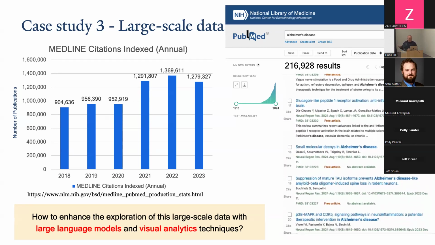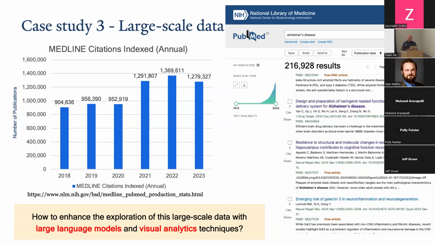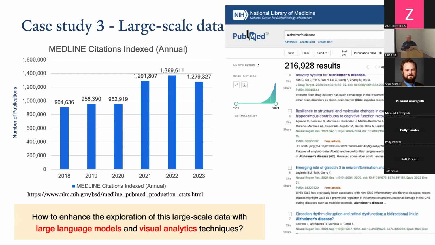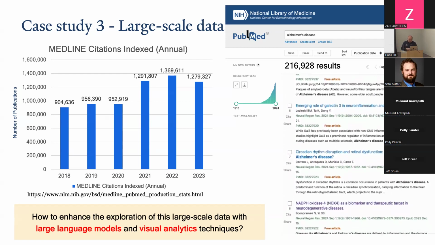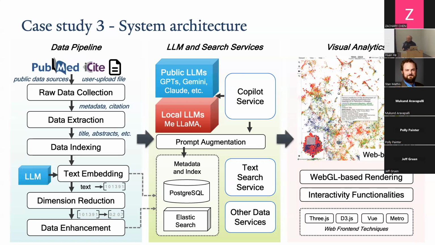So for me, I have a question: can we enhance this experience of the search engine by using large language models and visual analytics to make our life easier? That's why we did this design. We built a pipeline based on some large language models, and also we designed a visual analytics system to help users explore. First we collect a lot of publication data from PubMed and ICIT, and then we extract the key information like title, abstract, journal, and year, and then we index them using Elasticsearch and different search engines.